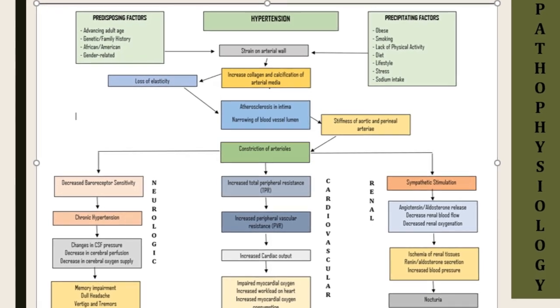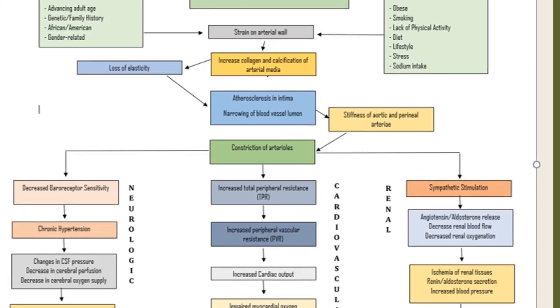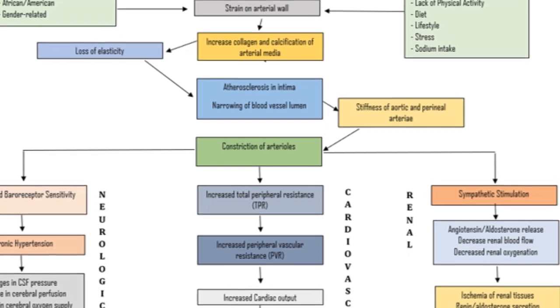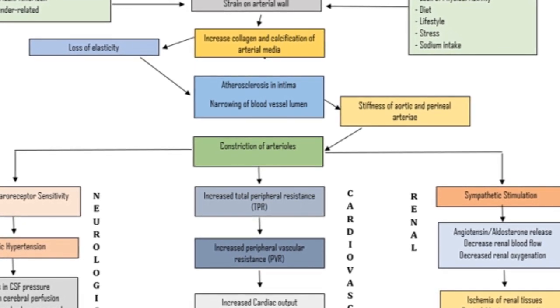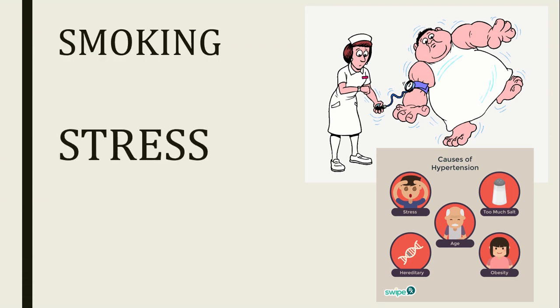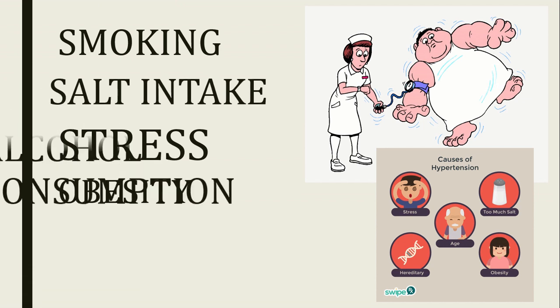So let's go to the pathophysiology of hypertension. Factors such as predisposing and precipitating factors contribute to the development of hypertension in a person. Common precipitating factors which lead to hypertension are smoking, stress, salt intake, obesity, and alcohol consumption.